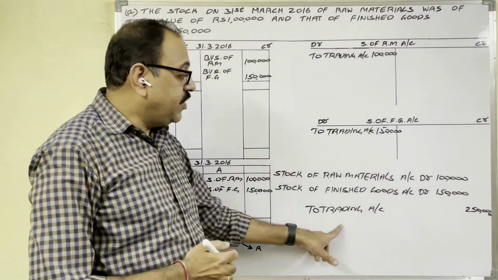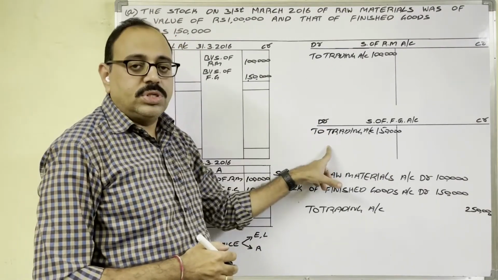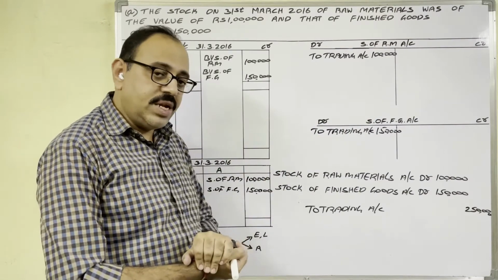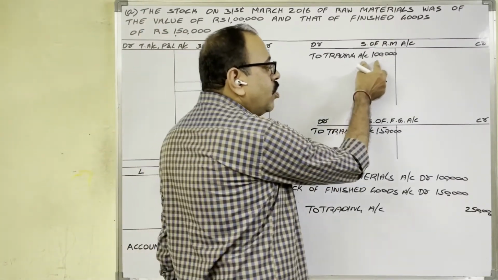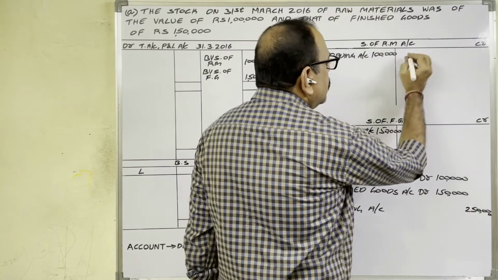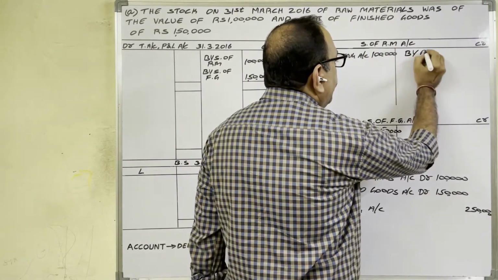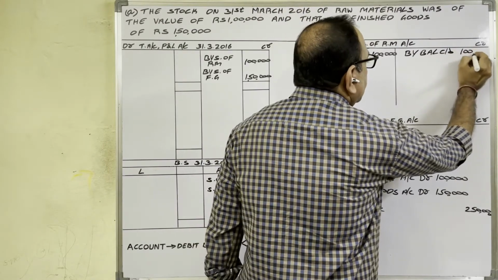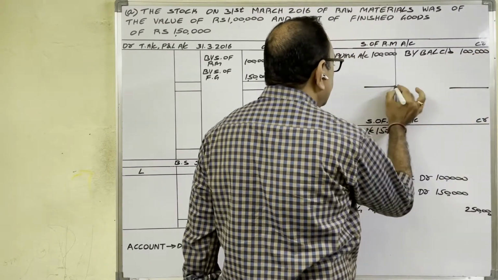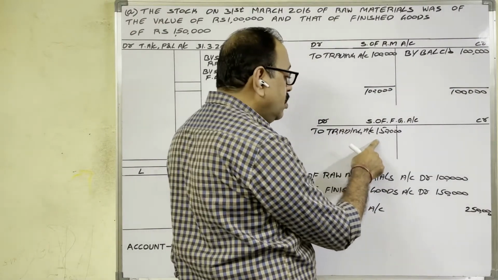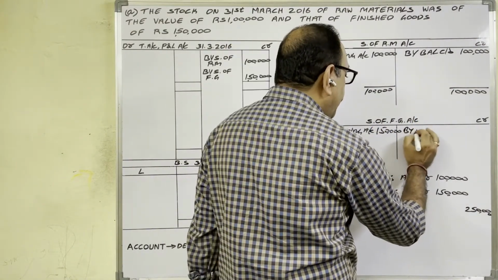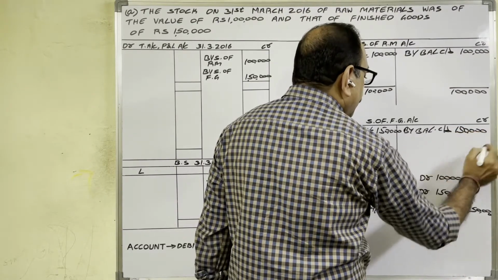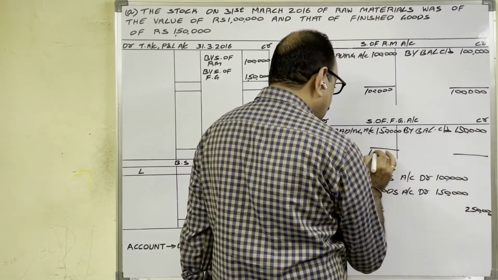If you post this entry on the debit side of these two accounts, which side will the balance carried down come on in these two accounts? Credit side, because the debit total is more than the credit total. So on the credit side, by balance carried down, 1 lakh rupees. Two sides totals. In the finished goods account also, credit side by balance carried down, 1,50,000 rupees. Two sides totals.